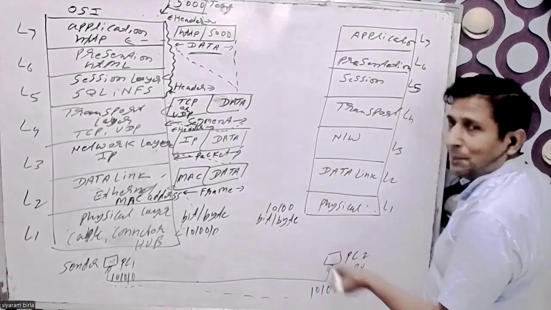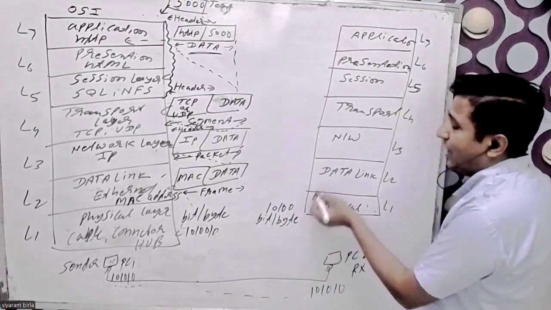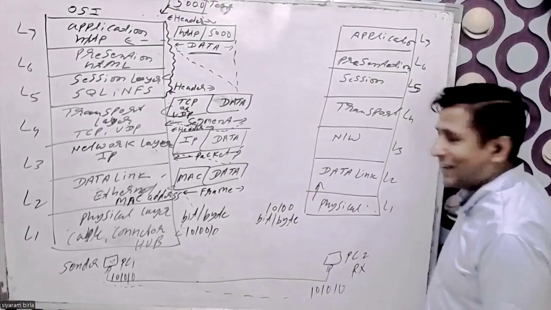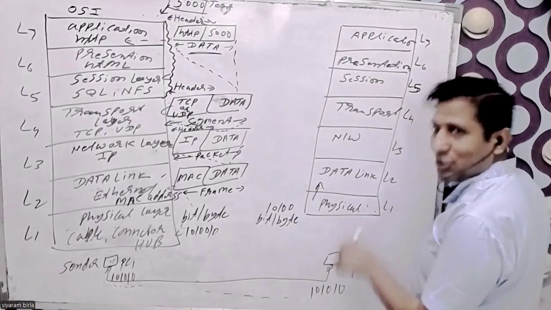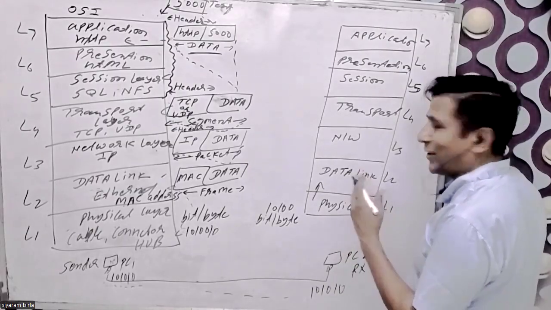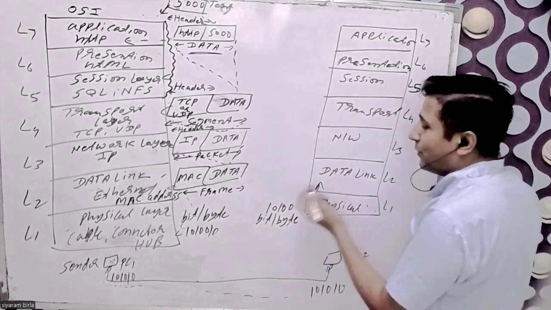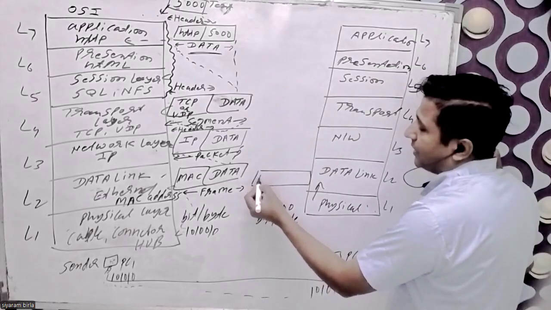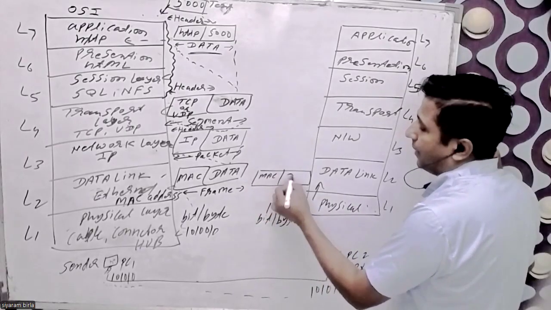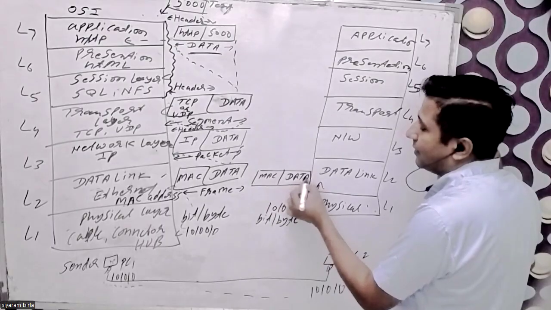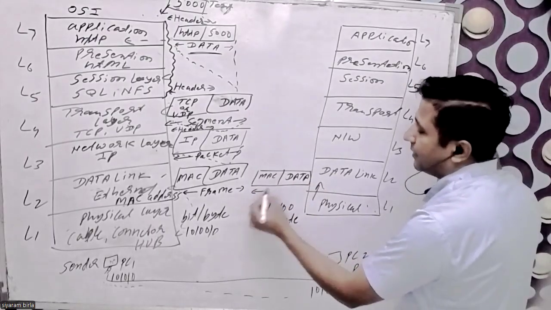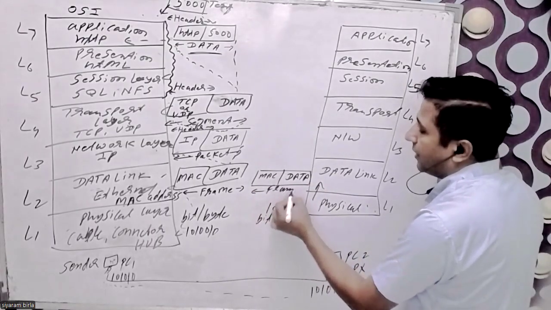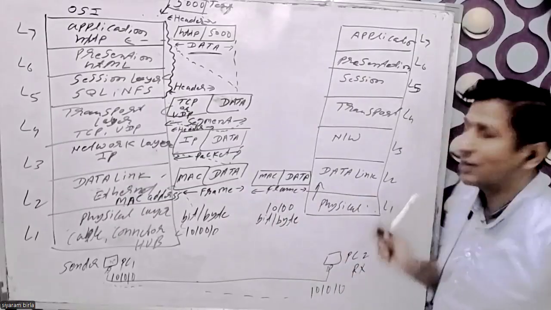So it comes to the PC as bits and bytes, and it is sent to the data link layer. The data link layer is also situated inside the PC, nothing on the outside. So it will come in bits and bytes. Here my MAC address is put, and my actual data is here. That is called the frame. In layer 2 it is called the frame.